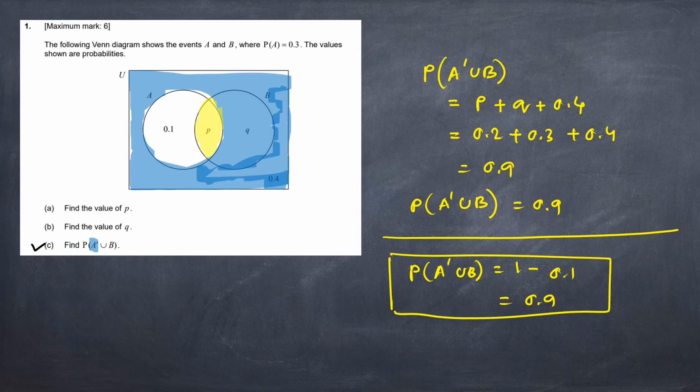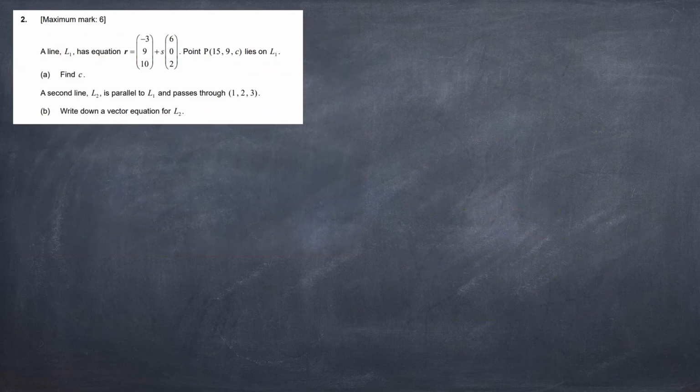Now we will move towards the next question, that is question number 2. A line L1 has equation r equals (-3, 9, 10) plus s times (6, 0, 2). So this is the direction vector, as you know, this is the d or dv, whatever you can see. So this is basically the direction. This we will need in our problem. So now we will start the math.